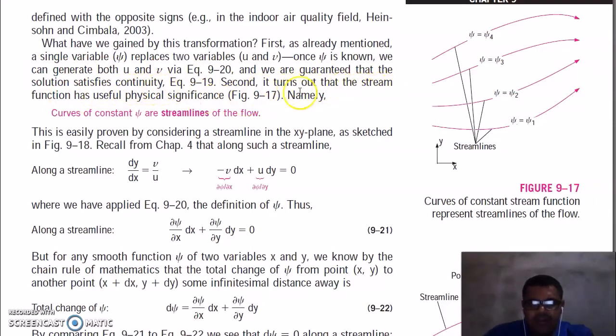Second, it turns out that the stream function has useful physical meaning. Curves of constant psi are streamlines of the flow. So you can see this is your streamline, and on the streamline your psi is equal to psi 1, and it is constant throughout the streamline. Where psi is constant, these lines are called streamlines.